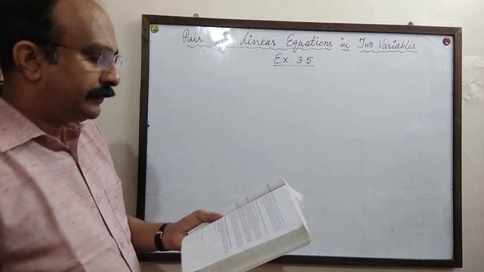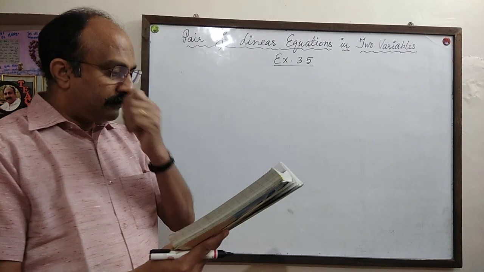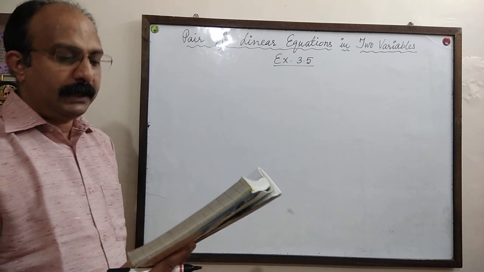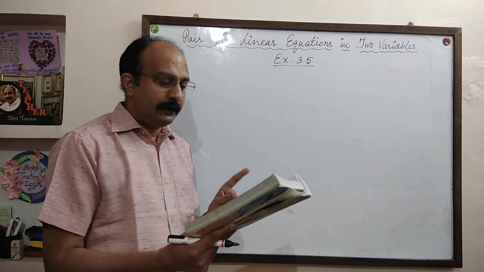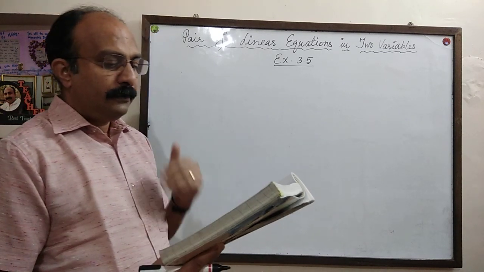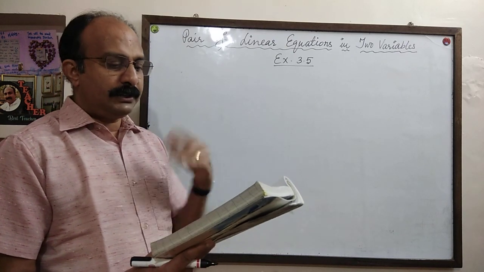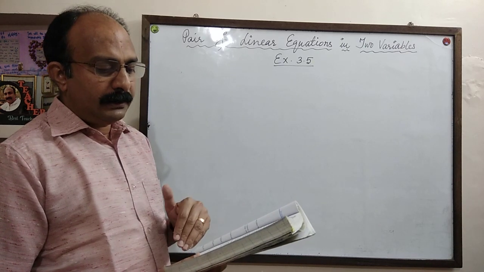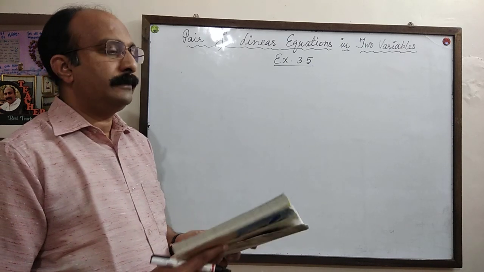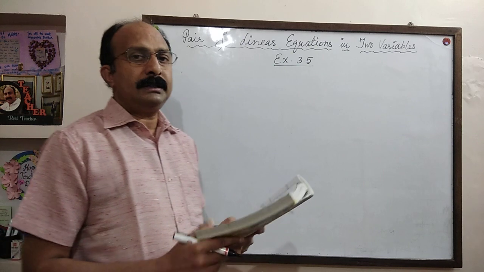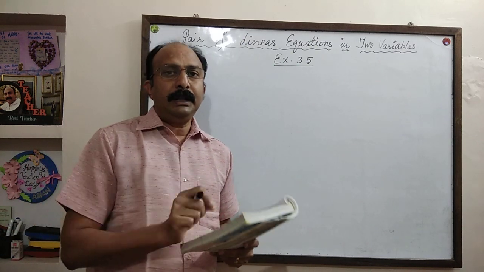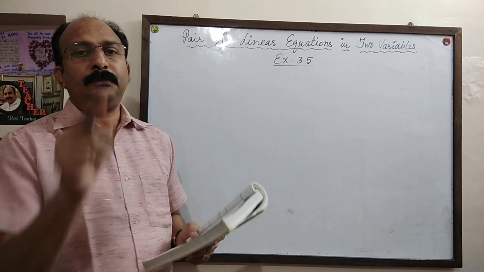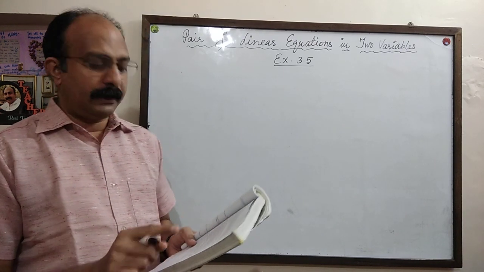Question number 2. A fraction becomes 1 upon 3 when 1 is subtracted from the numerator, and it becomes 1 upon 4 when 8 is added to its denominator. Find the fraction. Already we have done this type of fraction question. In fraction type questions, what is our supposition? Let the numerator be equal to x and the denominator be equal to y. Therefore, the fraction is x upon y.